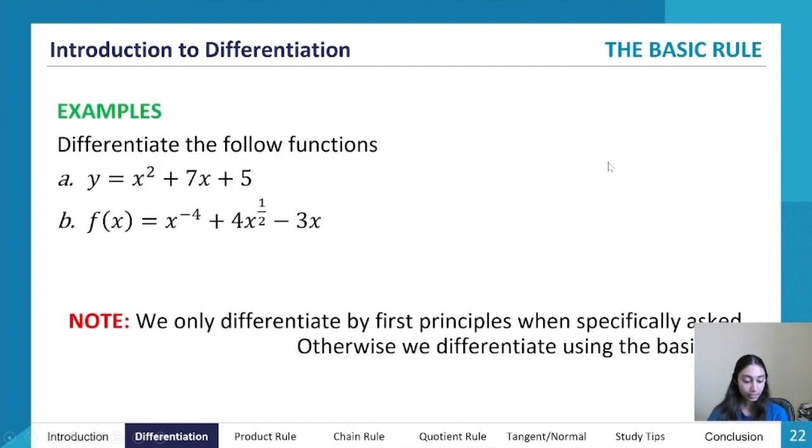So let's do these two examples. So differentiate the following: y is equal to x squared plus 7x plus 5. And then we have a little bit of a tricky one. We have f of x is equal to x to the negative 4 plus 2x to the power of a half minus 3x.